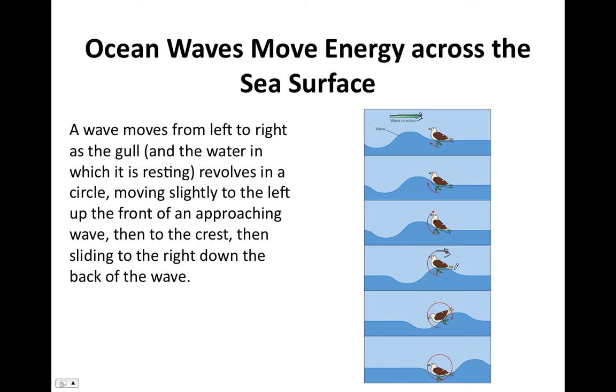And as the crest begins to move out from underneath, the seagull begins to move downward, and then as the bottom part of the wave, known as the trough, moves under, the seagull moves once again in the opposite direction the wave is traveling. So this circular path that the seagull moves through as the wave moves past is the same path which all the individual water molecules move through as a wave moves by.